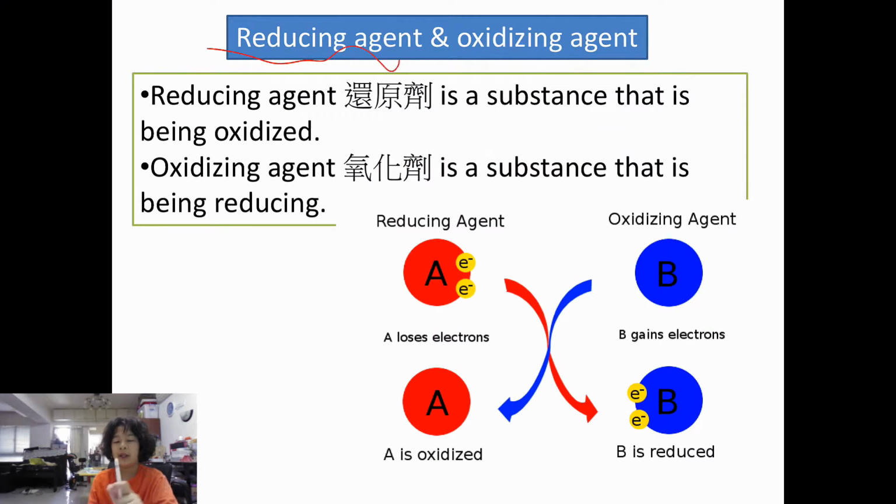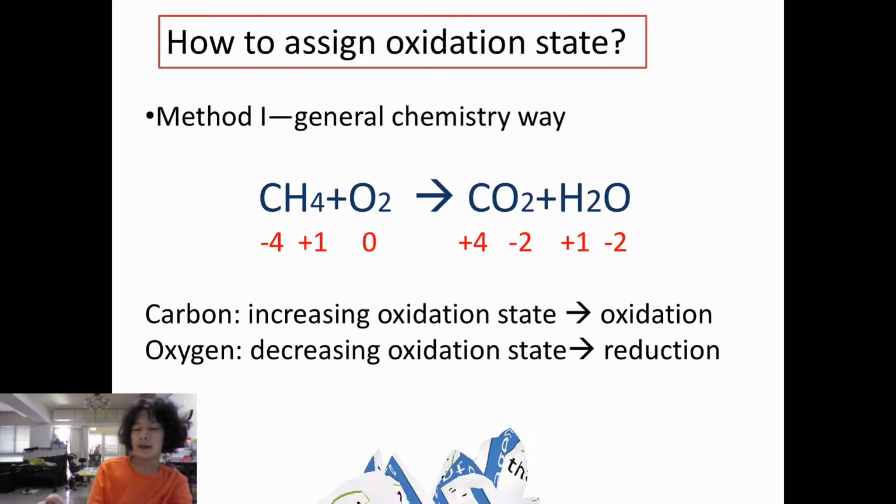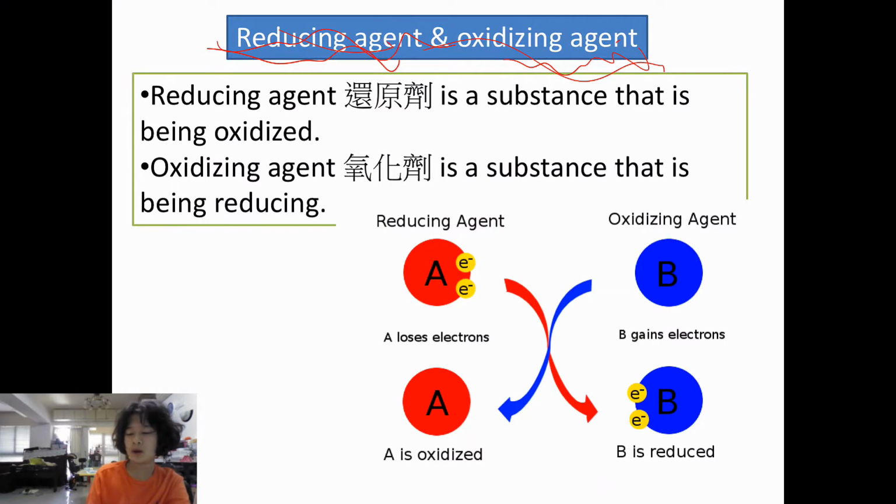Reducing agent and oxidizing agent. What is a reducing agent? What is an oxidizing agent? A reducing agent makes others reduce, so it oxidizes itself, and an oxidizing agent makes others oxidize, so it is reduced itself. Okay, next.